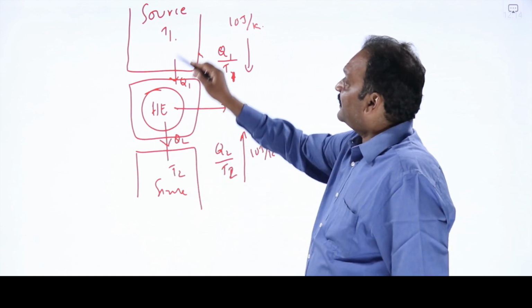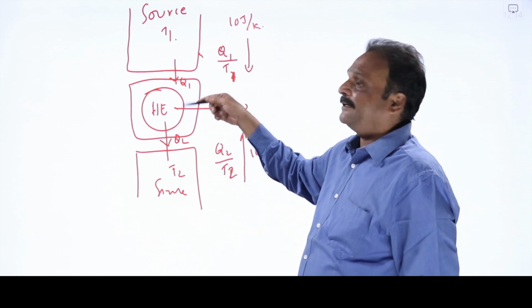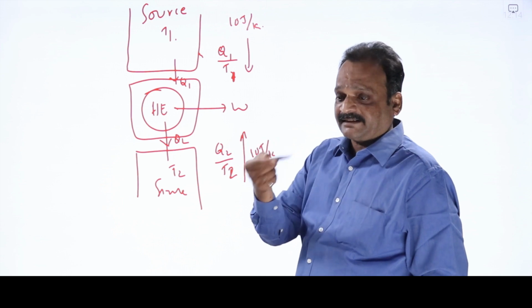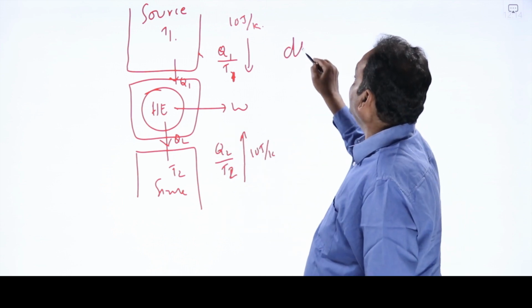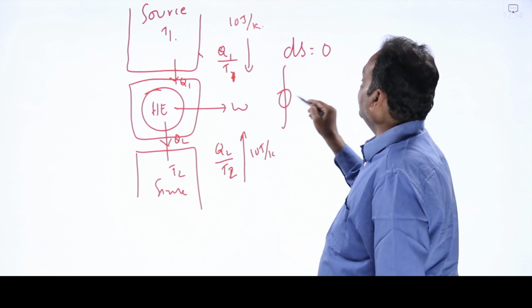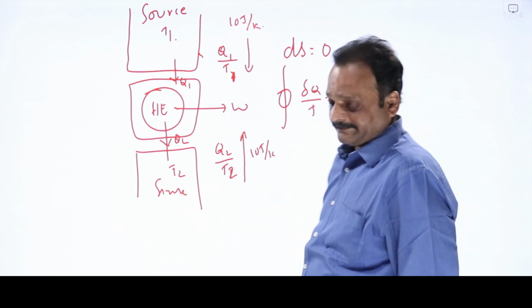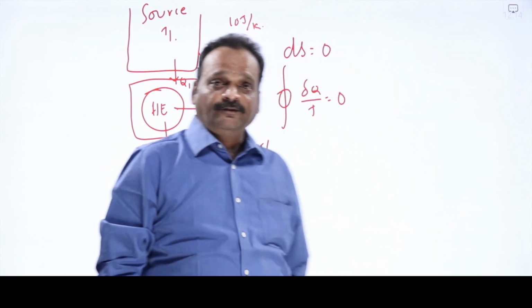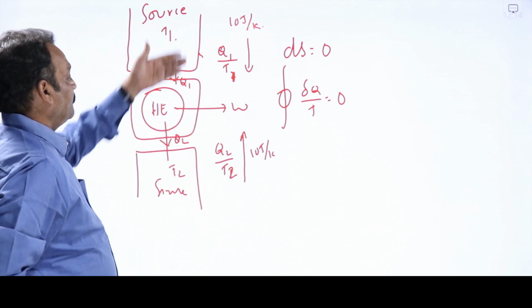That is, in a reversible cyclic process, the change in entropy of the universe, or the change in entropy of system plus surroundings, is always 0. Okay, that is dS, change in entropy, is equal to 0. We write circular integral delta Q by T is equal to 0, because system's entropy is not changing, surroundings entropy is also not changing.